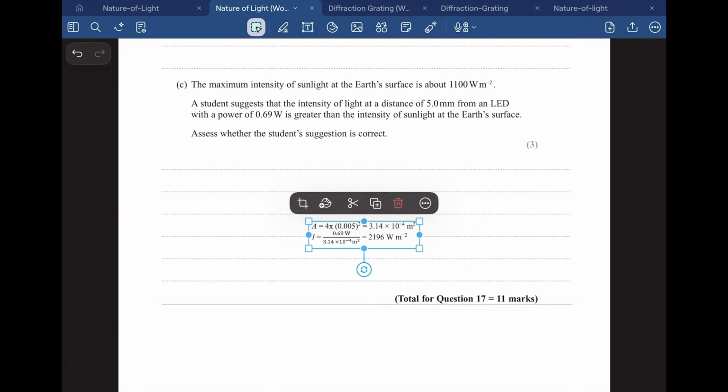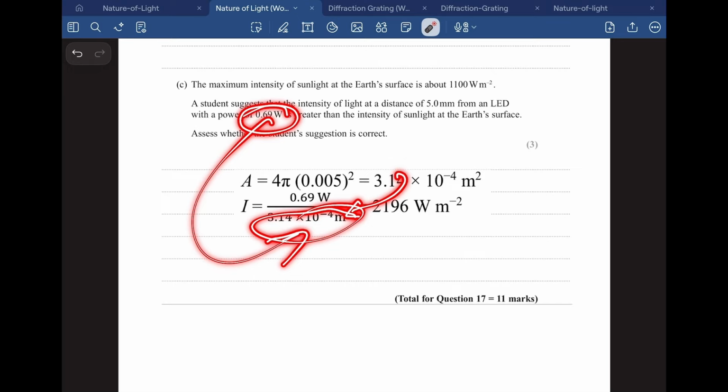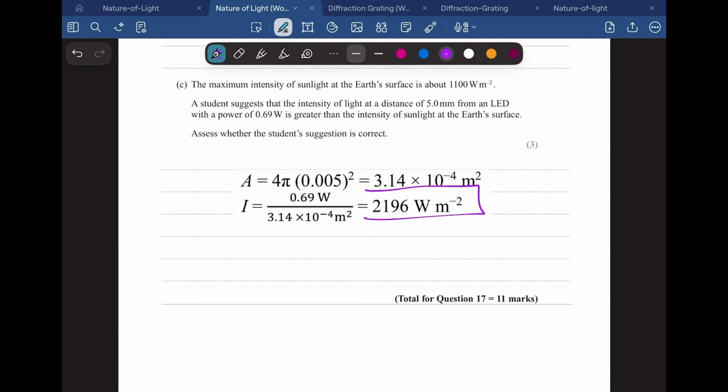So now let's bring the answer and look at it like this. The area is going to be 4πd², where the millimeter has been converted into meter. We have got the area, and intensity is equal to 0.69 divided by this area. We'll get the intensity as 2196. As this intensity is greater than the intensity of light at the earth's surface, we can say the student's statement is correct. So we can just write it down like this.